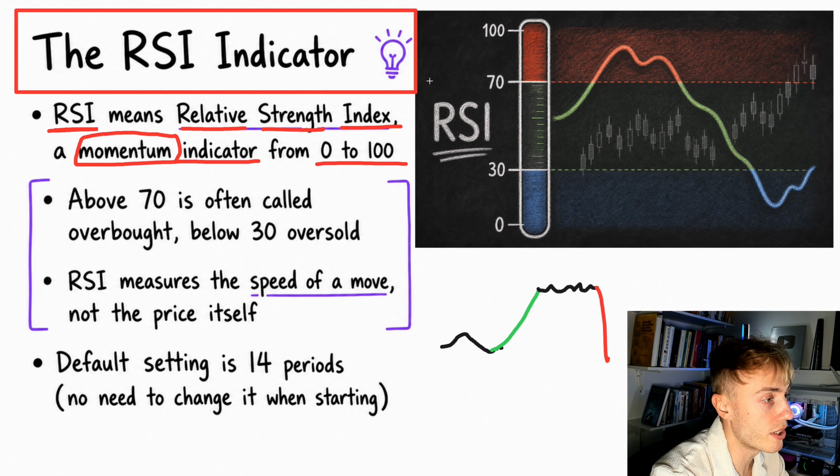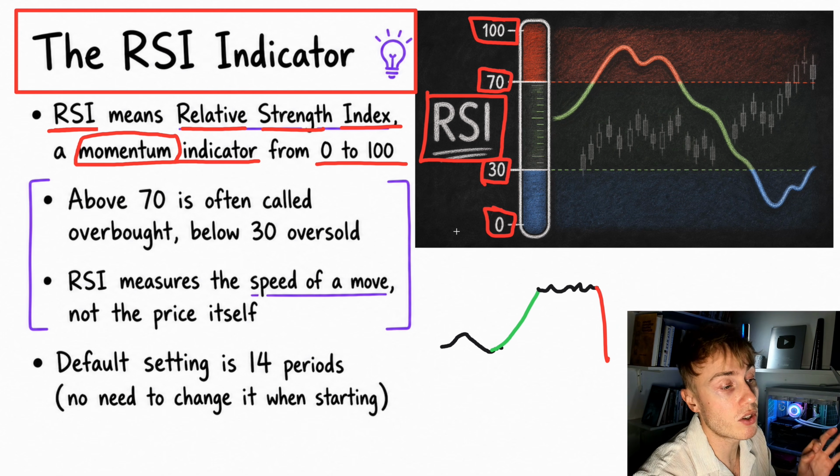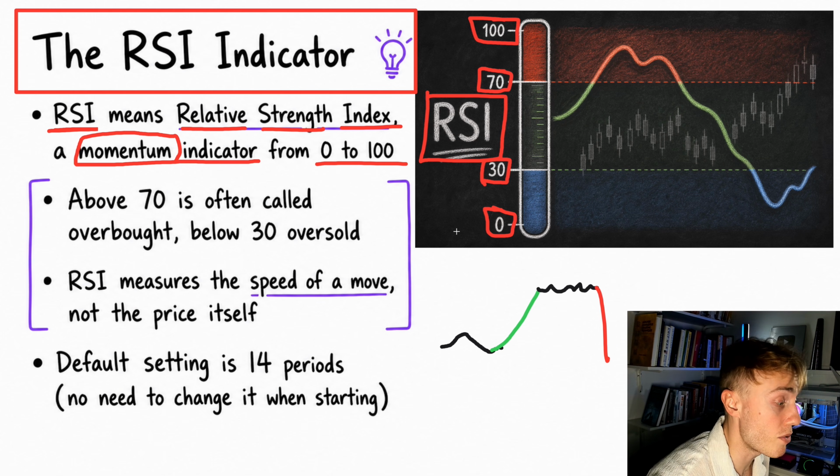So as you can see on this image right here, we have a demonstration of the RSI. And when the RSI is in between the 70 mark and the 100 mark, we usually say that the RSI is overbought, or in other words, it has lots of bullish momentum. And when the RSI is here in between 30 and 0, we say that the RSI is oversold, or in other words, it has lots of bearish momentum.